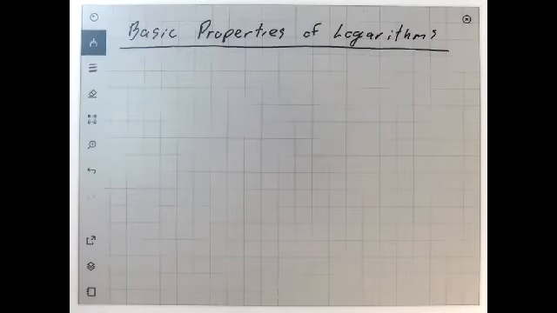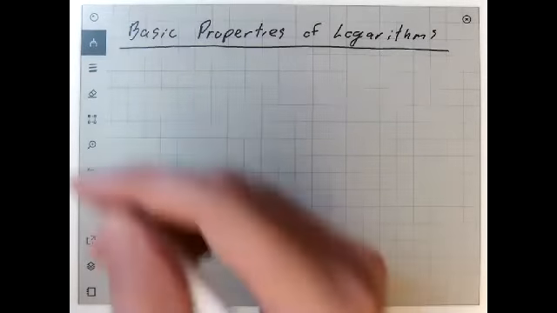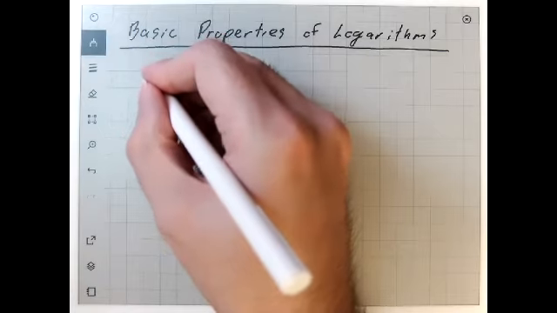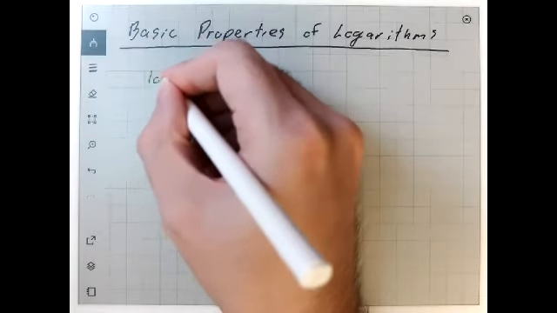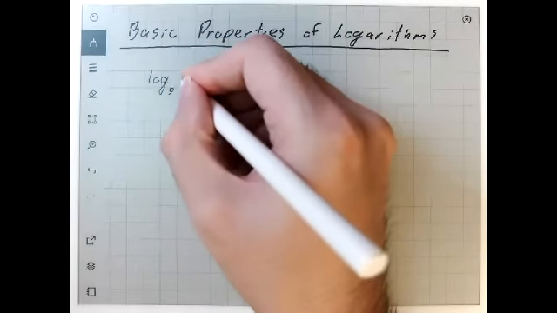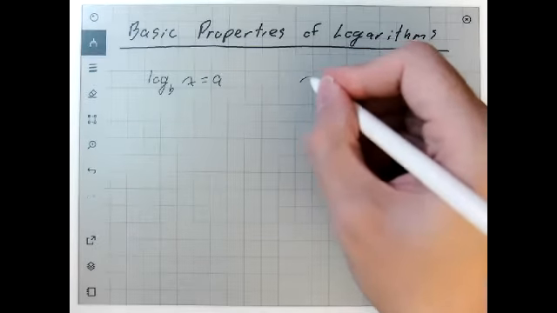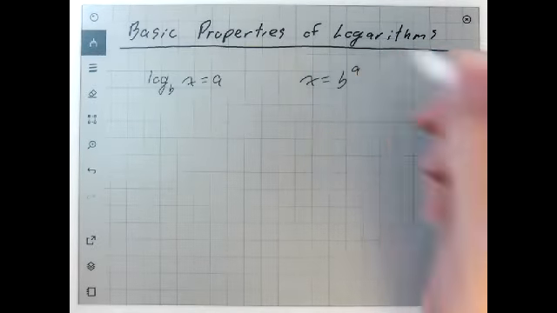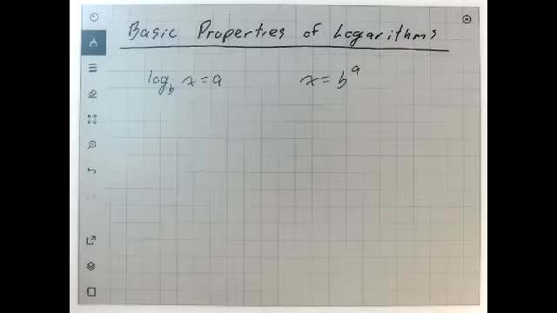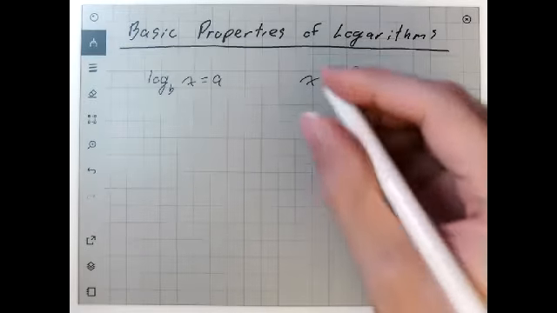Basic properties of logarithms using the fact that logarithms and exponents are closely related to each other. The properties of exponents can translate nicely into properties of logarithms.